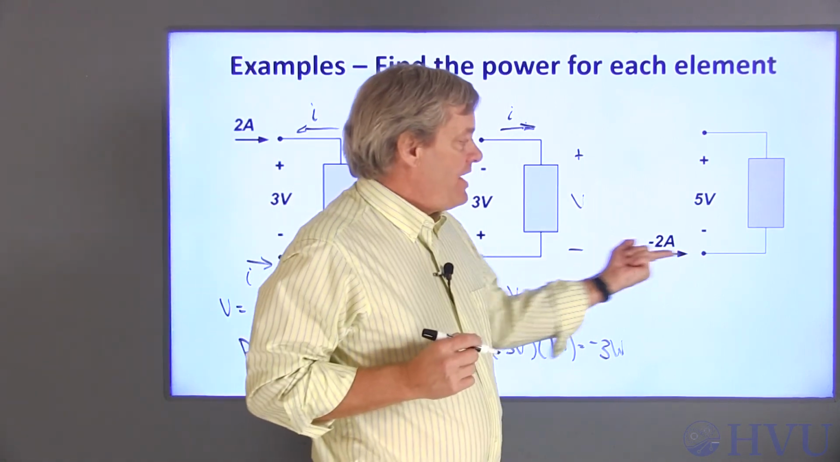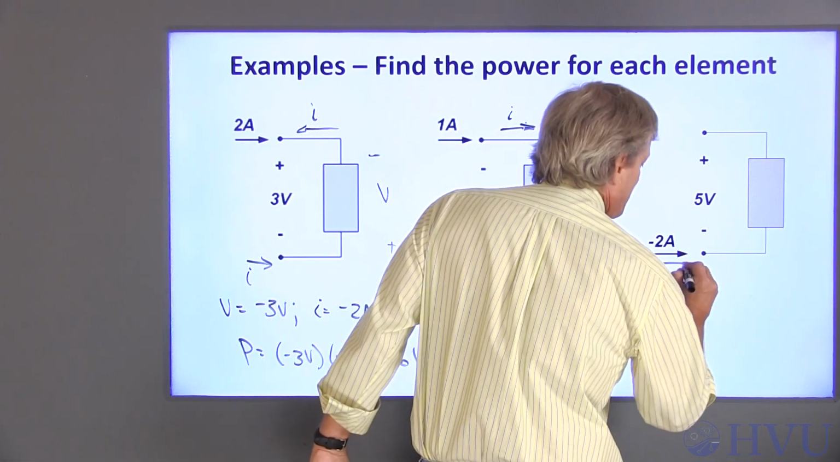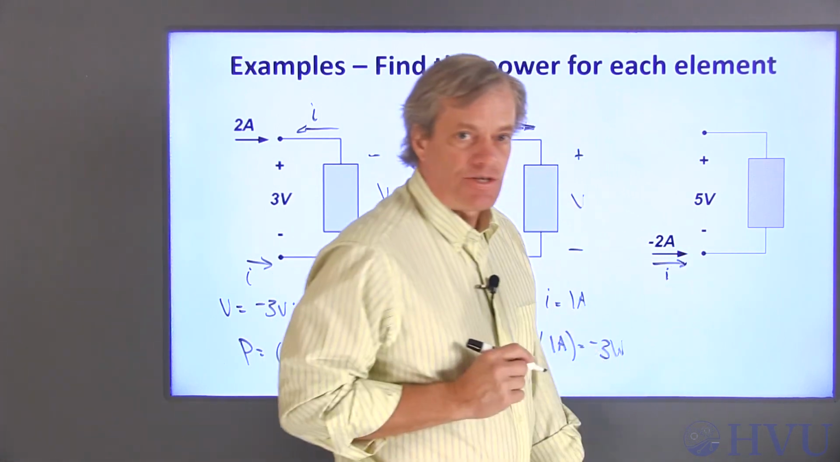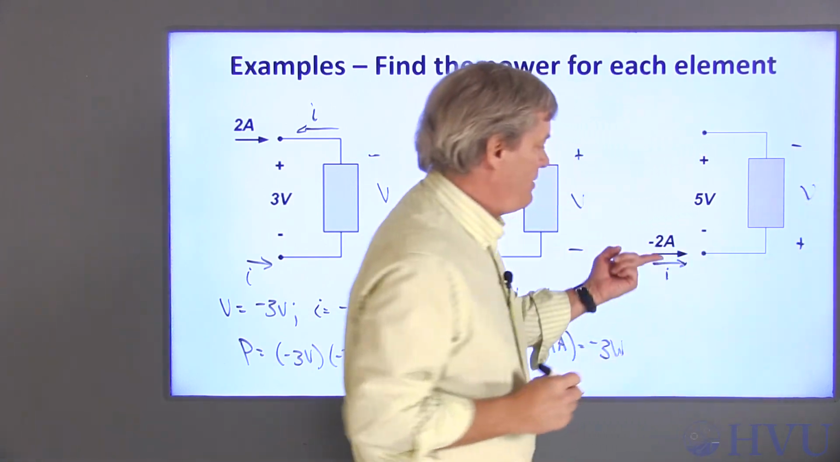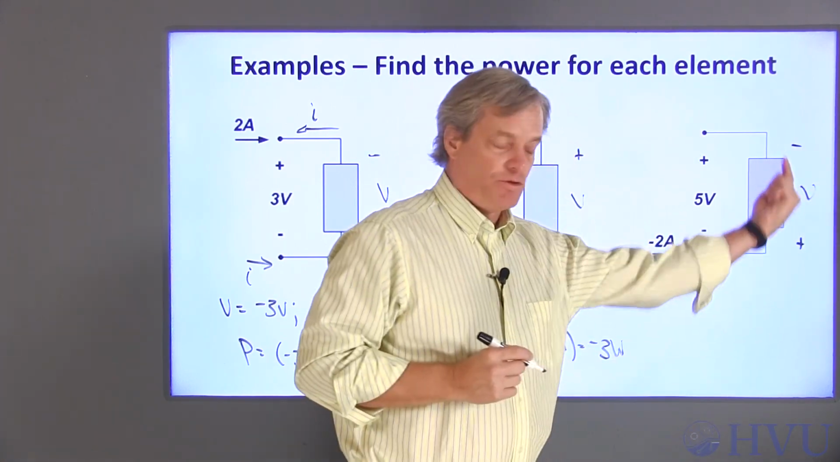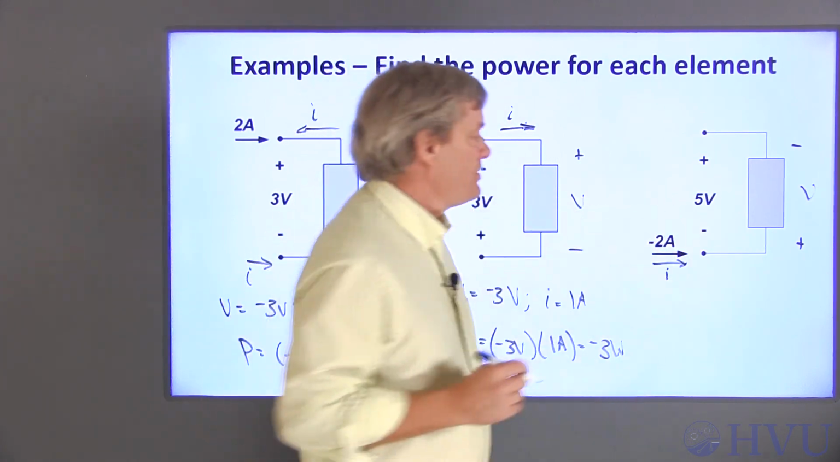Finally, I have negative 2 amps going this direction. I'm going to choose this to be my positive current direction. That means that this has to be my voltage polarity. Positive current enters the positive voltage terminal regardless of the actual polarities and current directions.